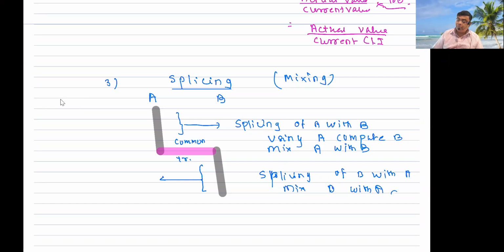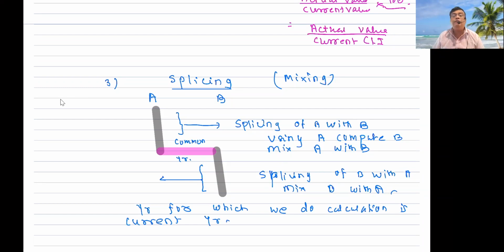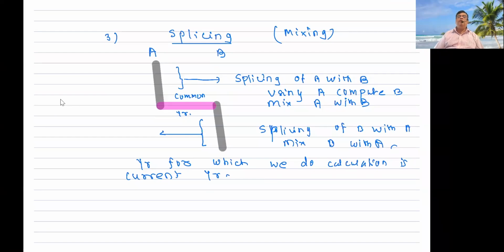Then remember, the year for which we do the calculation is the current year. The year for which you do the calculation, that year is the current year. Understand first, then write. Have you written this?